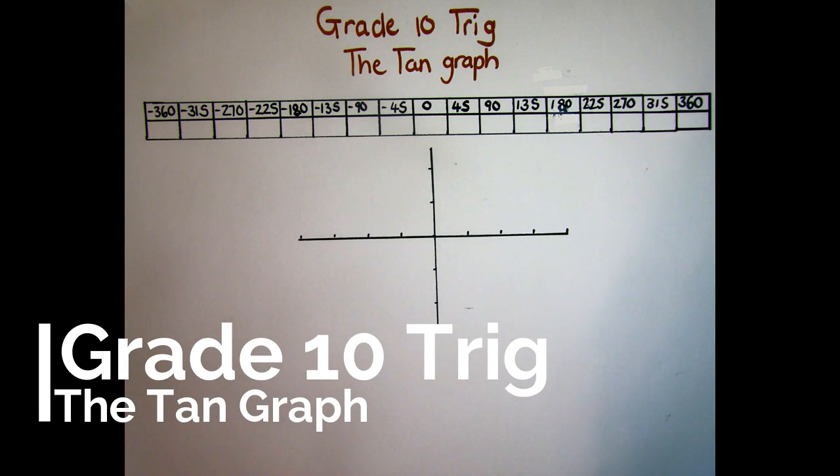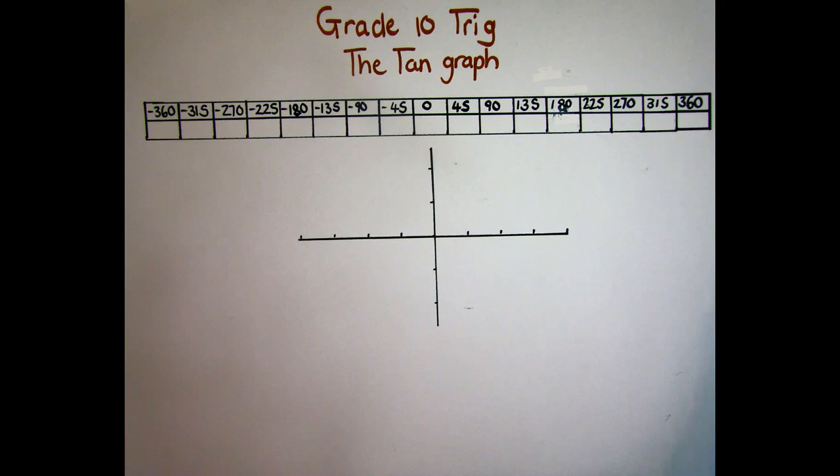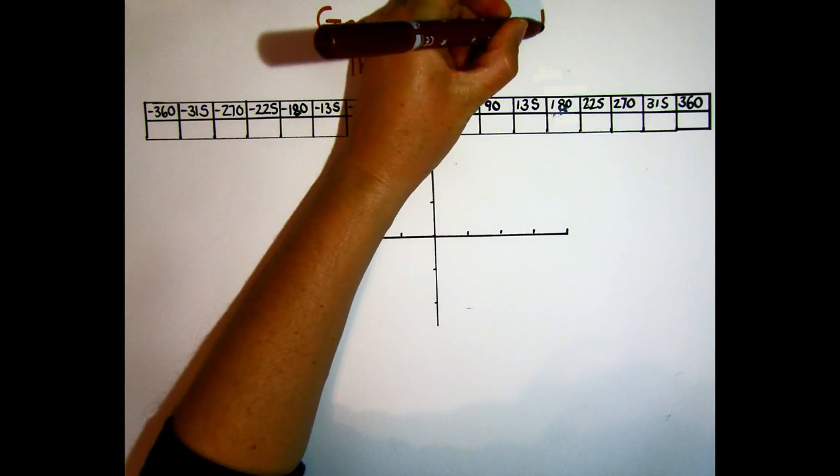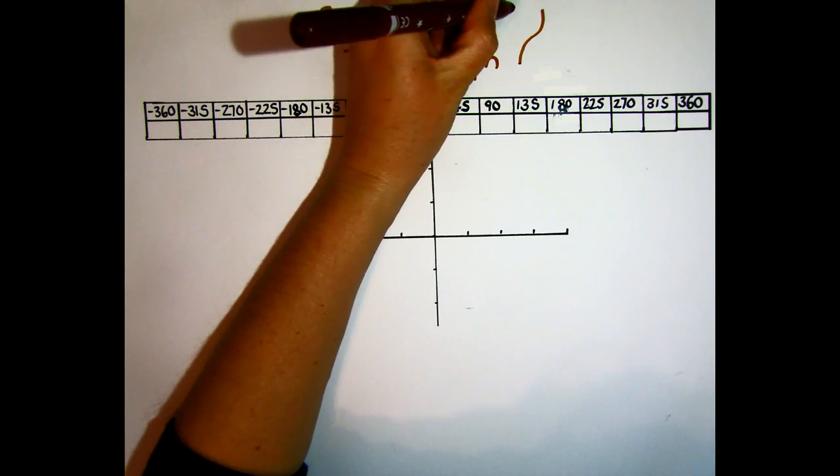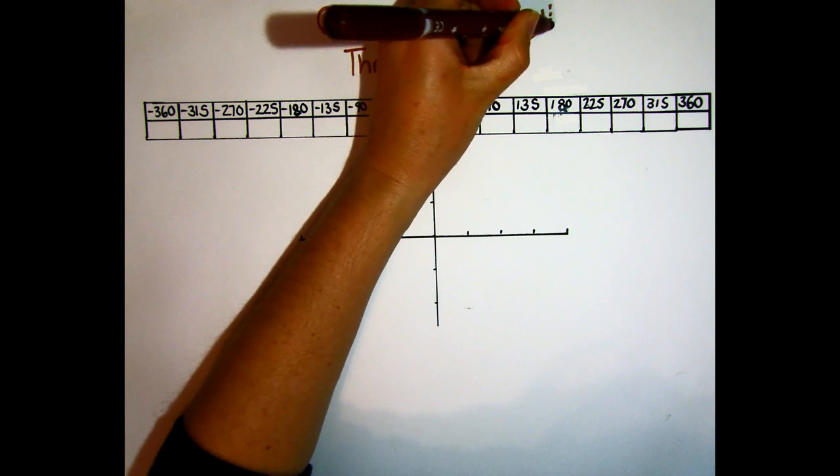The tan graph is an entirely different animal compared to the cos and the sine graphs, which are really similar to each other. The tan graph's really special. And the way that you're going to remember the shape of the tan graph is that it is a water slide in between two poles.